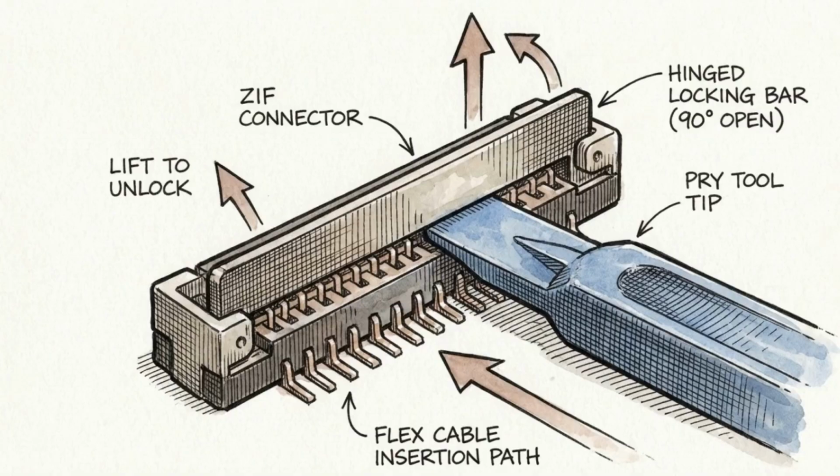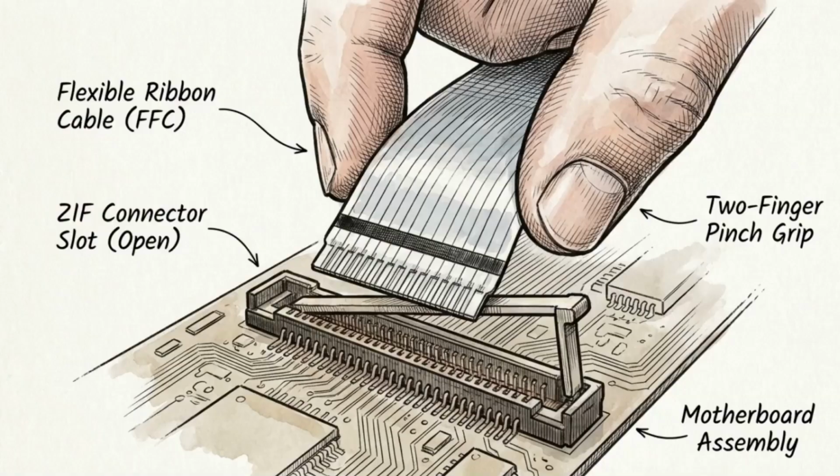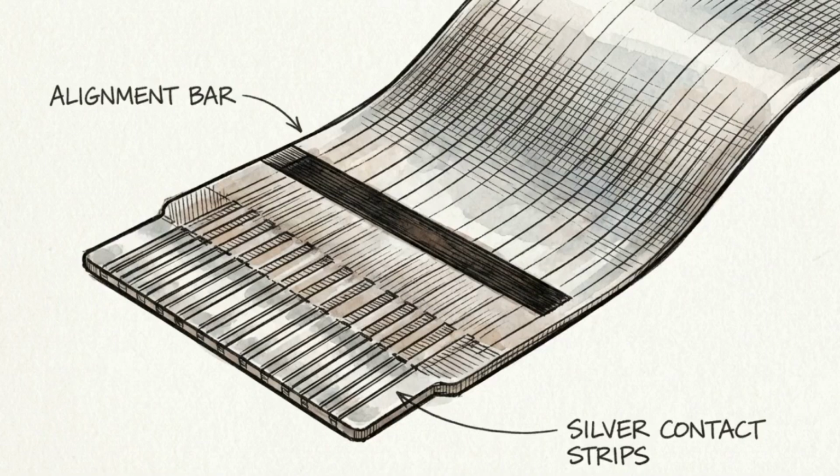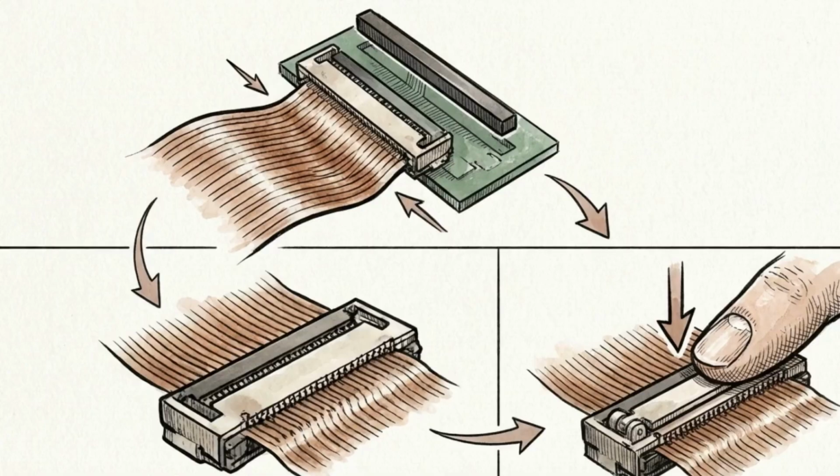This illustration shows the internal connection. Use a non-conductive plastic tool to gently flip up this locking latch on the ZIF connector so you can slide the ribbon cable out safely. To reseat it, slide the cable back into the slot. Look for a painted alignment line on the ribbon itself. That line must sit perfectly parallel to the connector housing before you press the latch back down to lock it.